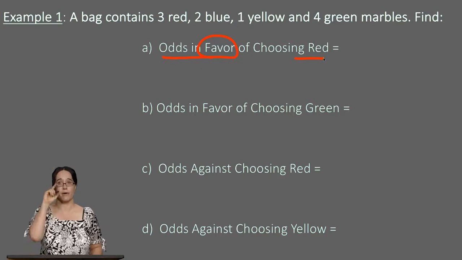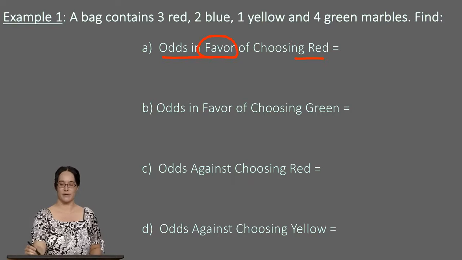In favor of choosing a red. So feel free to try it on your own and pause the video. So if you use the shortcut here, what did we say we had to do? How many ways are favorable? Sorry, I said F for failure. Favorable, I meant for failure. How many ways is it possible to be successful is what I wanted to say here. So that would be how many ways can I succeed to how many ways can I fail.